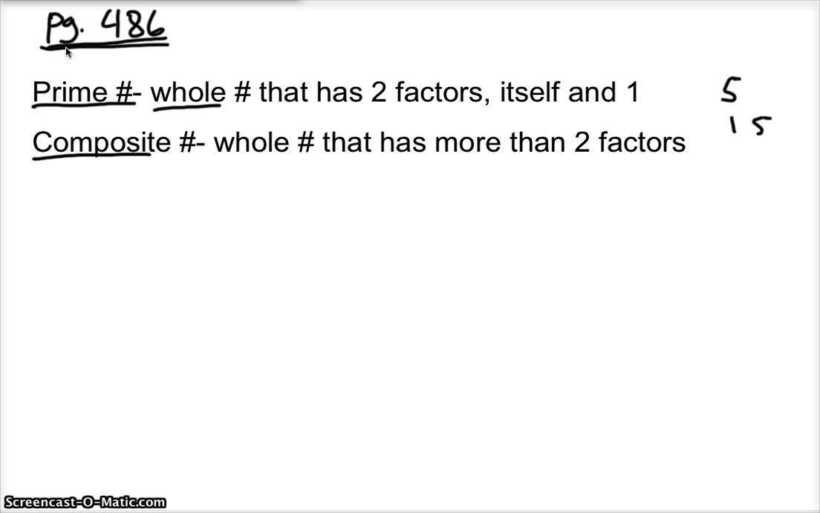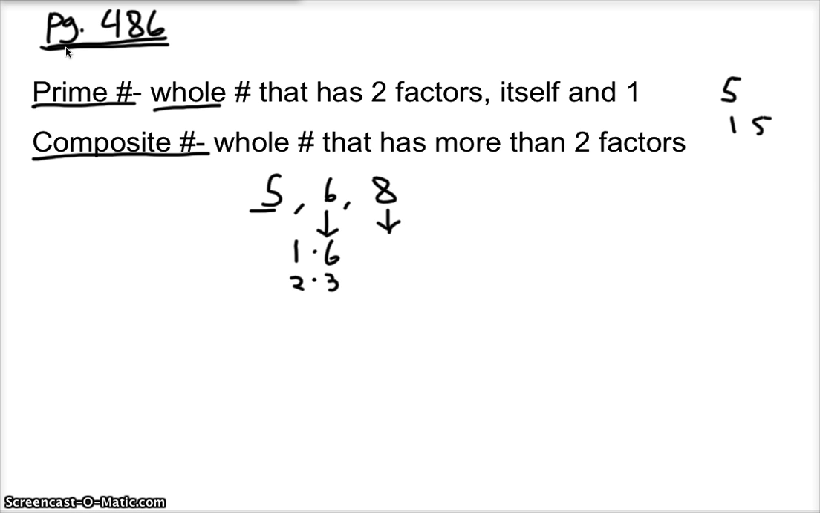And then we have composite numbers. Composite numbers are the rest: whole numbers that have 2 or more factors. So I'm going to give you a line of numbers here, and we're going to determine what they are. We already know that 5 is prime. Now what numbers can we multiply to get 6? What are the factors of 6? Well, we can do 1 times 6, but we can also do 2 times 3. That would be the factors of 6.